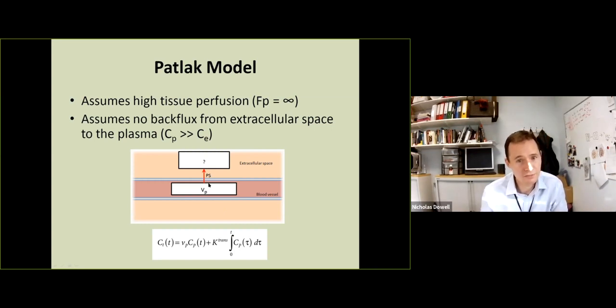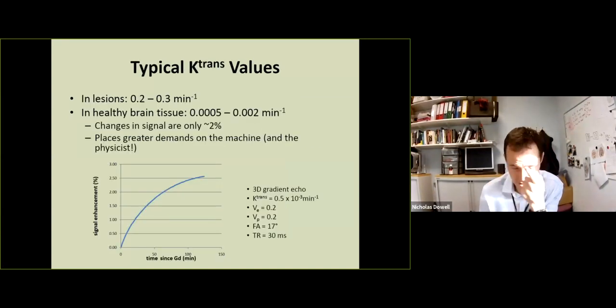And the advantage of PATLAC model is it's simpler. You only have two parameters to fit: the proportion of plasma and this rate of gadolinium crossing the blood-brain barrier. So that's the one that we pursued in this study, because we're looking for subtle effects in the brain.